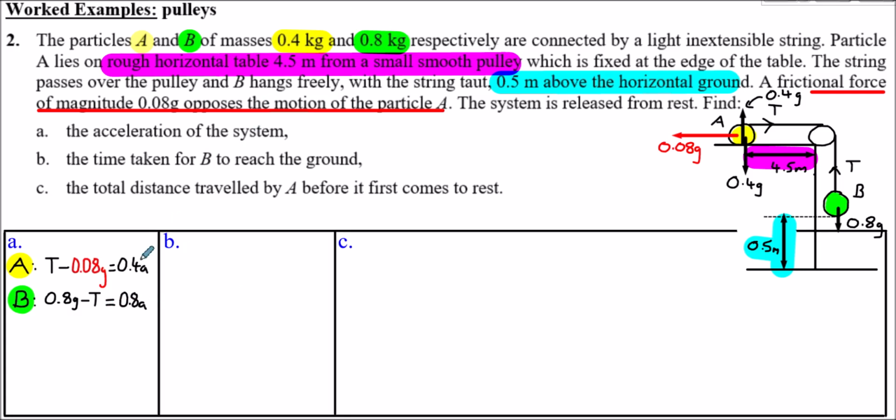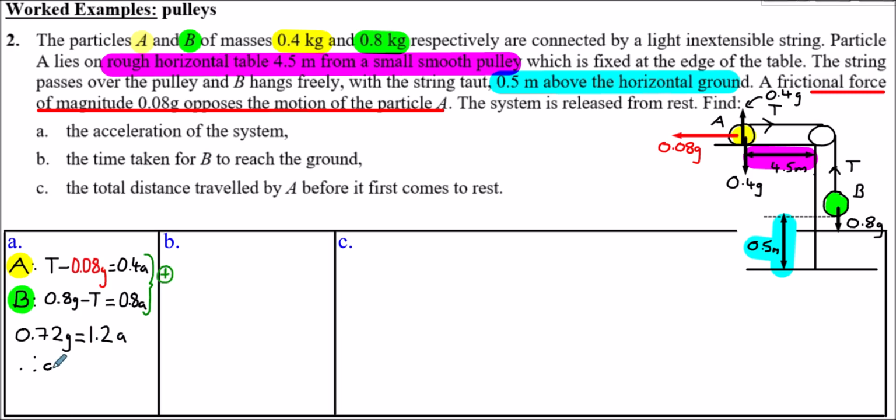So now what we can do is combine these two together and add them. If we add these two and treat them as simultaneous equations, then the T, the tension, will cancel. T here minus T there, that cancels. So on the left we've got 0.8g minus 0.08g. That will leave us with 0.72g. So 0.72g will equal 0.4a plus another 0.8a, that's going to be 1.2a.